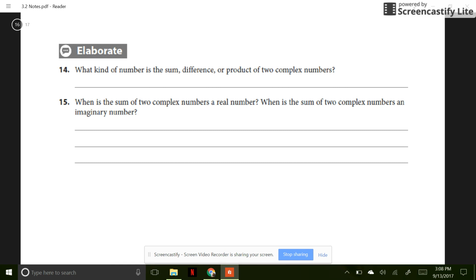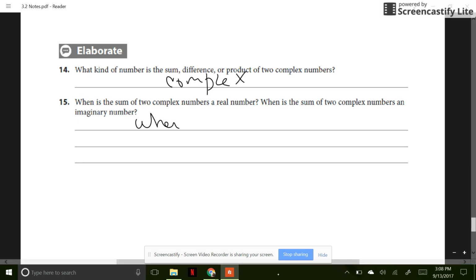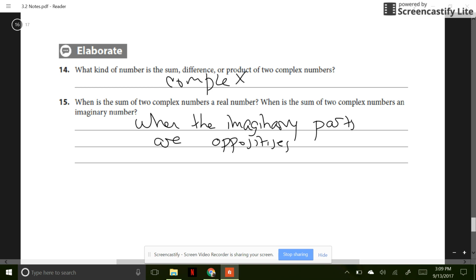So what kind of number is the sum, difference, or product of two complex numbers? They're all complex. When is the sum of two complex numbers a real number? When the imaginary parts are opposites and add to 0. That means imaginary parts are going away, you're just left with the real. Similarly, when is the sum of two complex numbers an imaginary number? When the real parts are opposites. So that way they add to 0 and you're just left with the imaginary component.